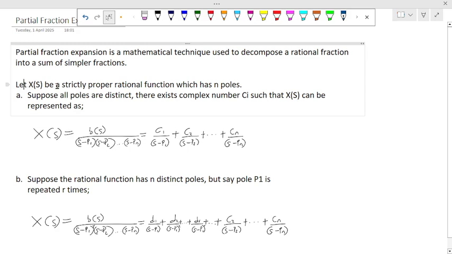Say let X of s be a strictly proper rational function which has n poles. Of course, poles are the roots of the denominator. And then suppose all poles are distinct, there exist complex numbers ci such that X of s can be represented as this. All that has been said there is just that whatever you have on top here, you decompose it to c1, c2, cn.